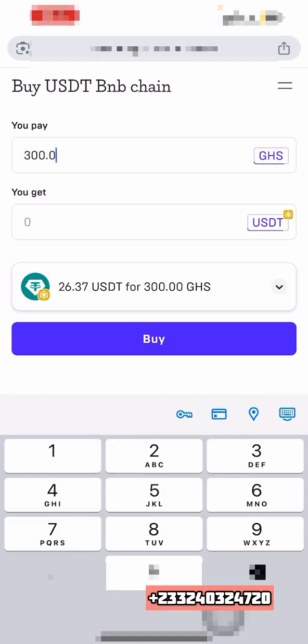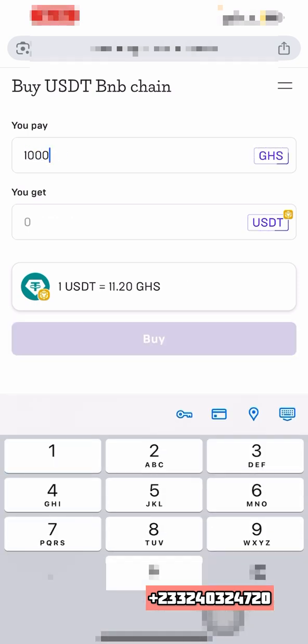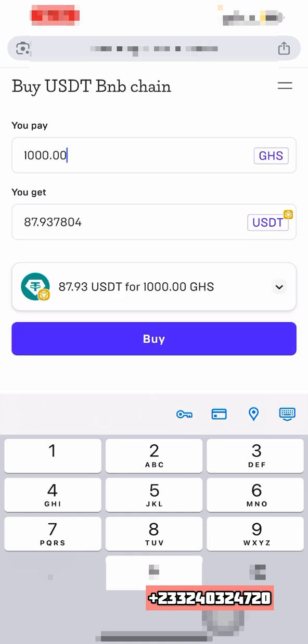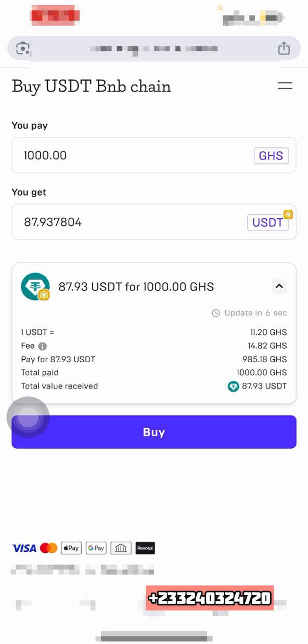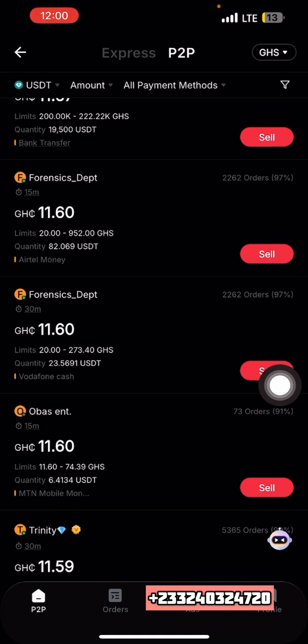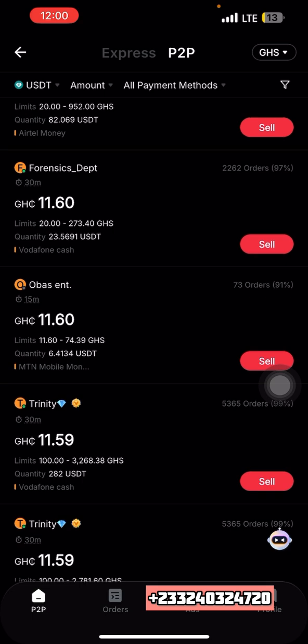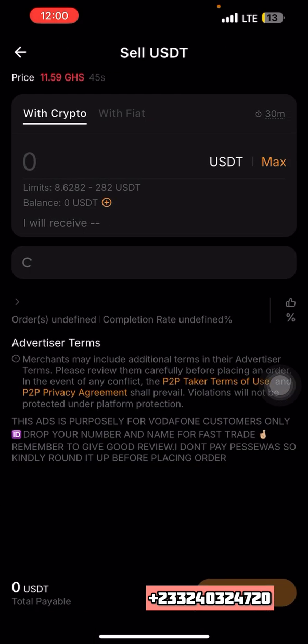So if I'm trading with 1000 Ghana cedis, I'll be getting 87.93. And right now the rate is up a little. It was 11.16, but right now it's 11.20, but still you'll be making profit, and you pay your fee and everything. So after that you'll be getting 87.93. Let me quickly open my exchange. Before you ever trade, you have to check this first so that you will not end up making losses.